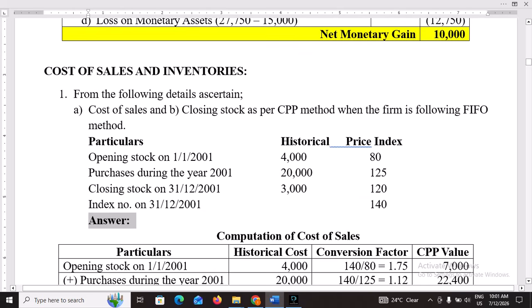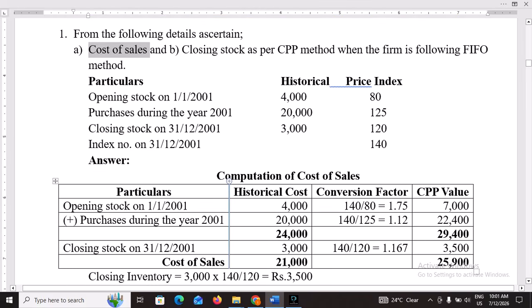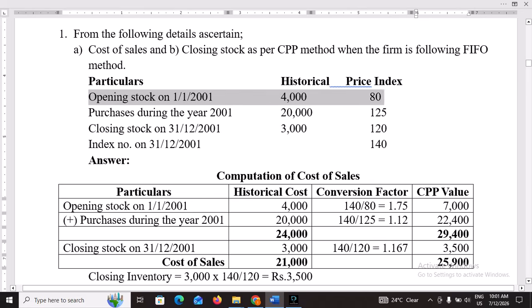First, you have to calculate cost of sales. Computation of cost of sales: particulars, historical cost, conversion factor, then CPP value. First particulars column, next historical cost column, next conversion factor, next CPP value. So first opening stock on 1/1/2001, historical cost is 4,000. Now the conversion factor.